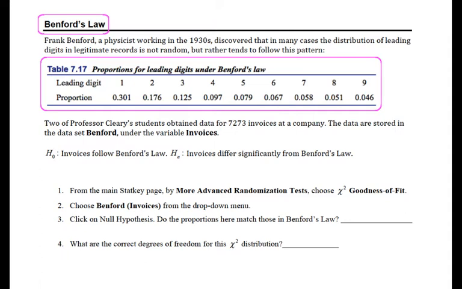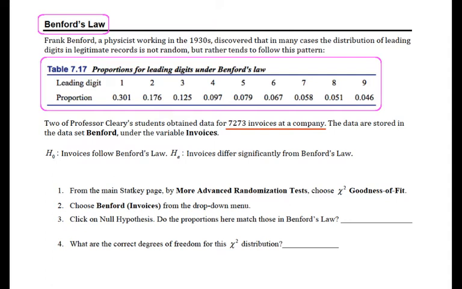So what we're going to look at is a data set that consists of 7,273 invoices. We're going to look at these invoices and see if the numbers tend to follow Benford's law. If they don't, then that could be a little bit of a red flag, like the IRS might use for potential fraud, that the IRS might then look a little bit more closely at this tax return or at this information that was submitted.